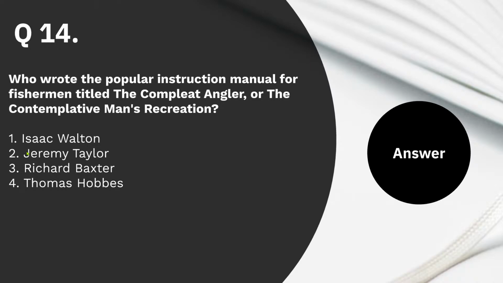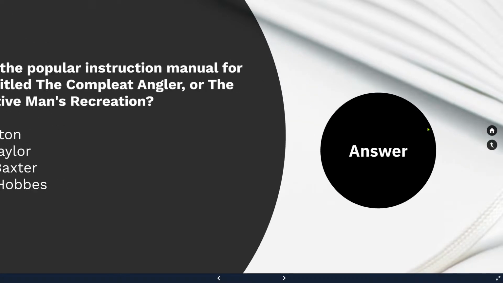The 13th question was related to who wrote the Ecclesiastical Polity, which was a defense of the church against the Puritans. And here in the follow-up question we are getting something similar to that. So which option do you think is correct? Most of you would have thought about maybe Taylor, Baxter or Hobbes. But The Complete Angler is written by Isaac Walton.